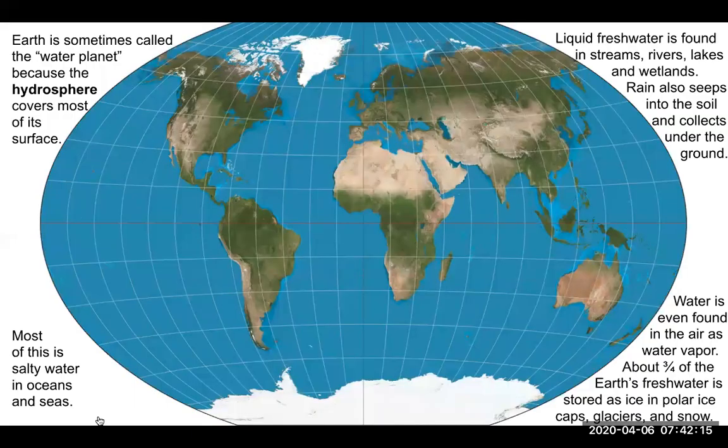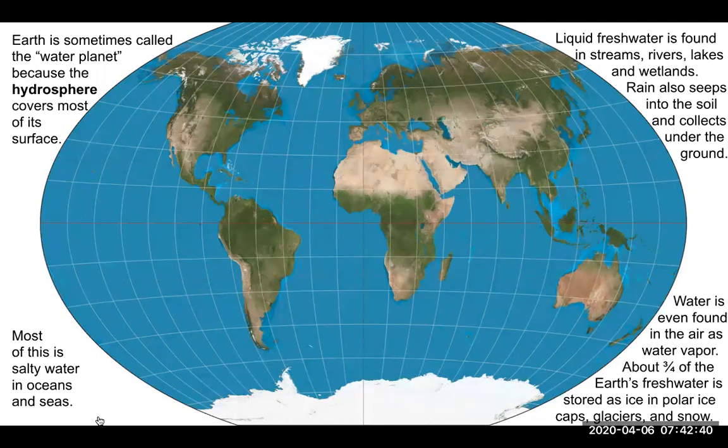Water is why our Earth is called the water planet. That's hard to read, isn't it? It kind of gets hidden there. So Earth is sometimes called the water planet because the hydrosphere covers most of its surface. Most of this salty water is in the oceans and seas.